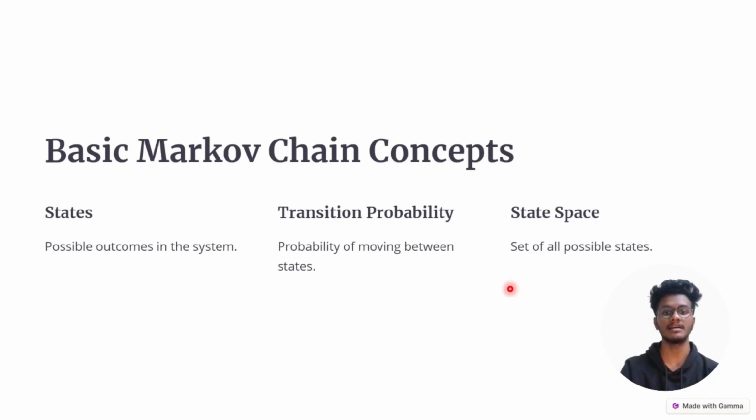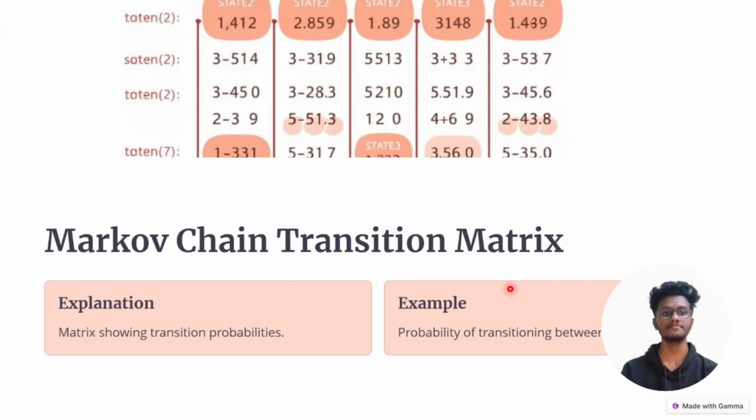Absorbing and transient state. Absorbing state: once entered, you can't leave. Example, an end state. Transient state: a temporary state that can be left for another state. Markov chain, this is a transition matrix.